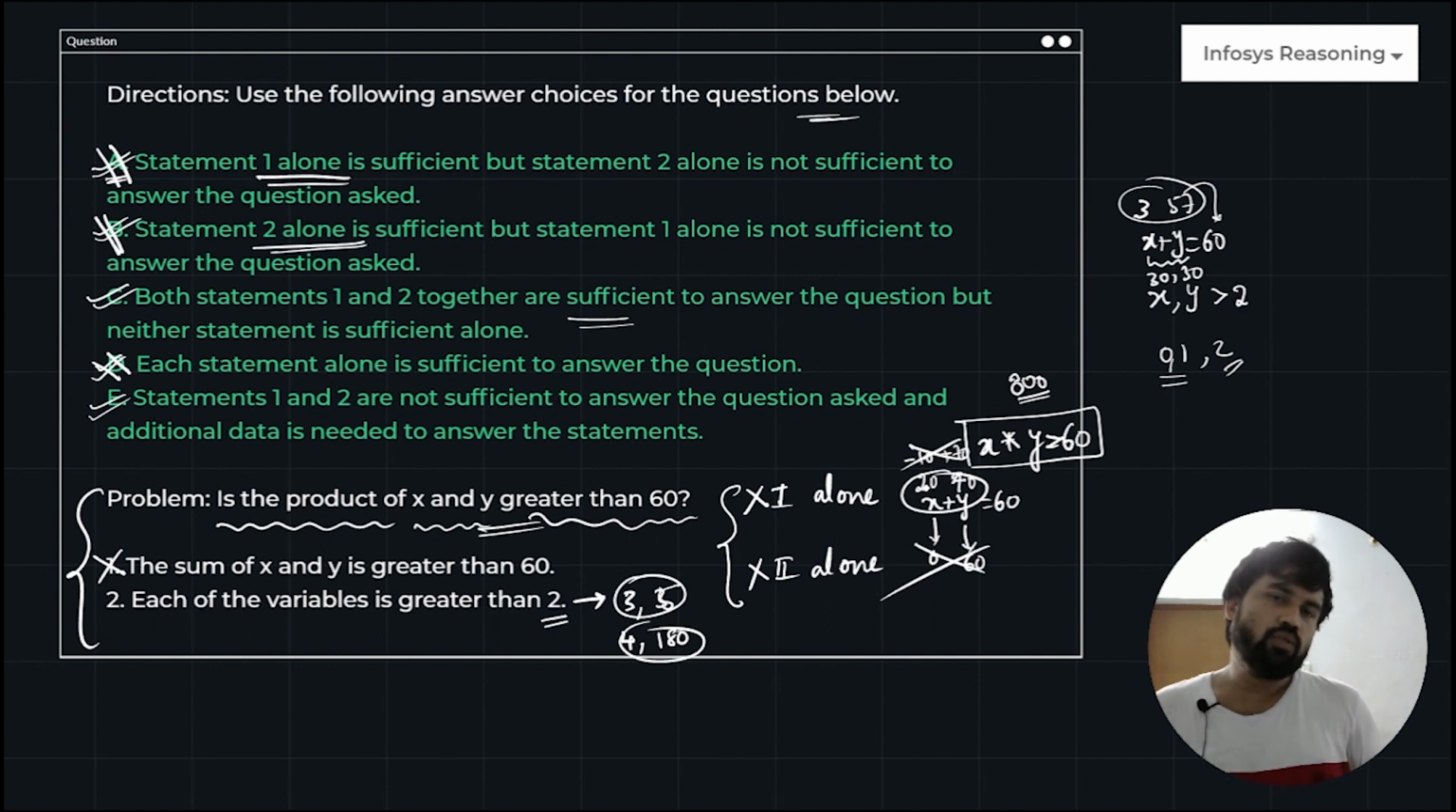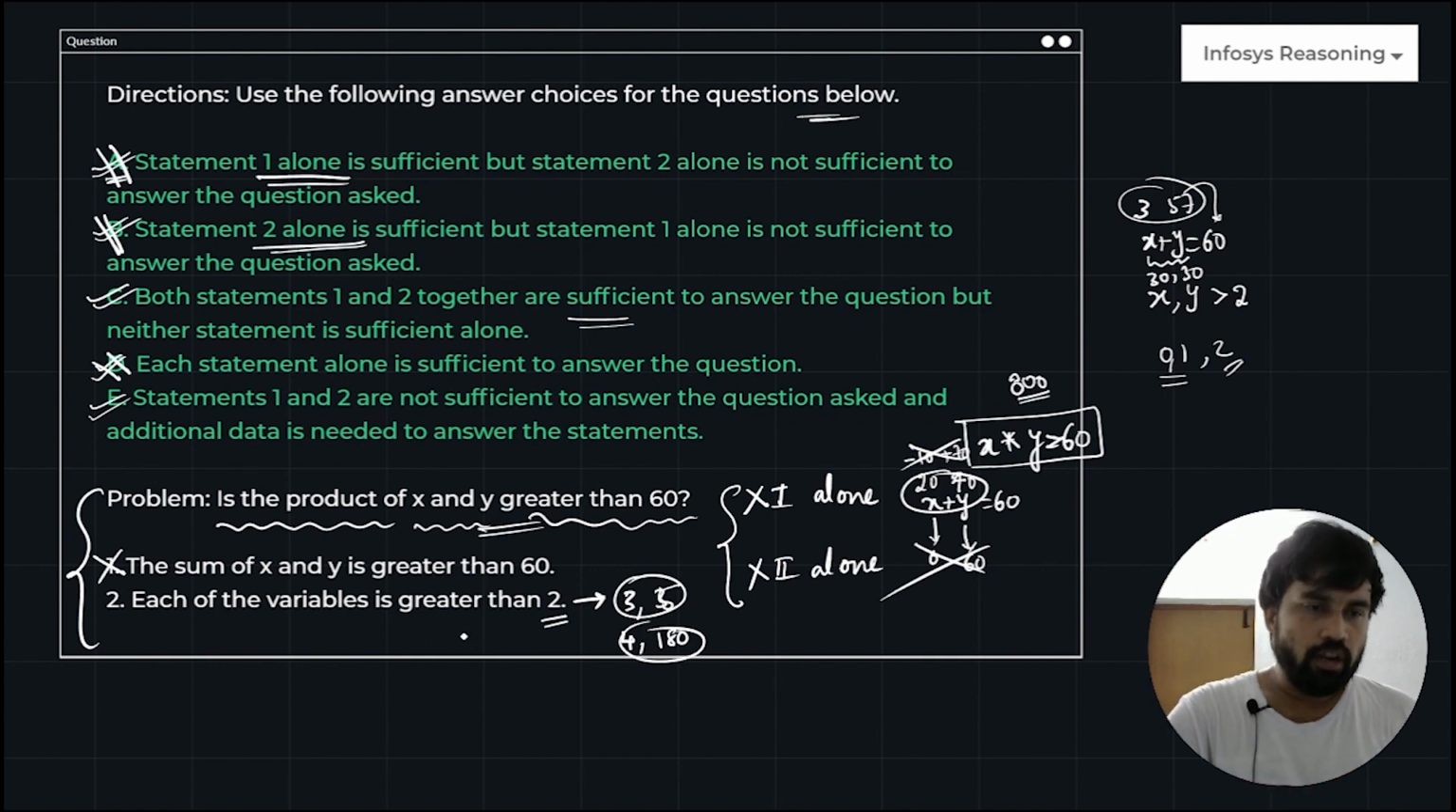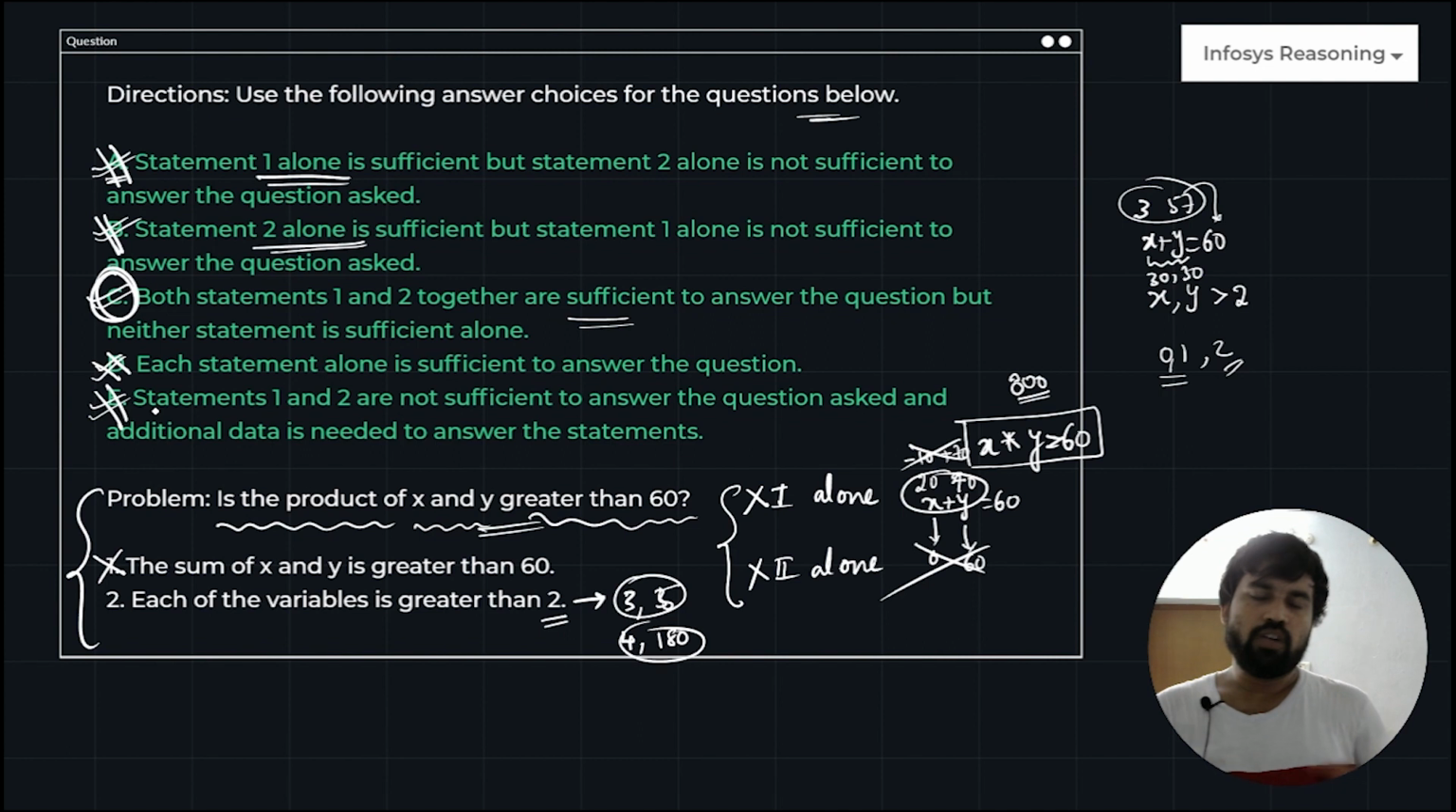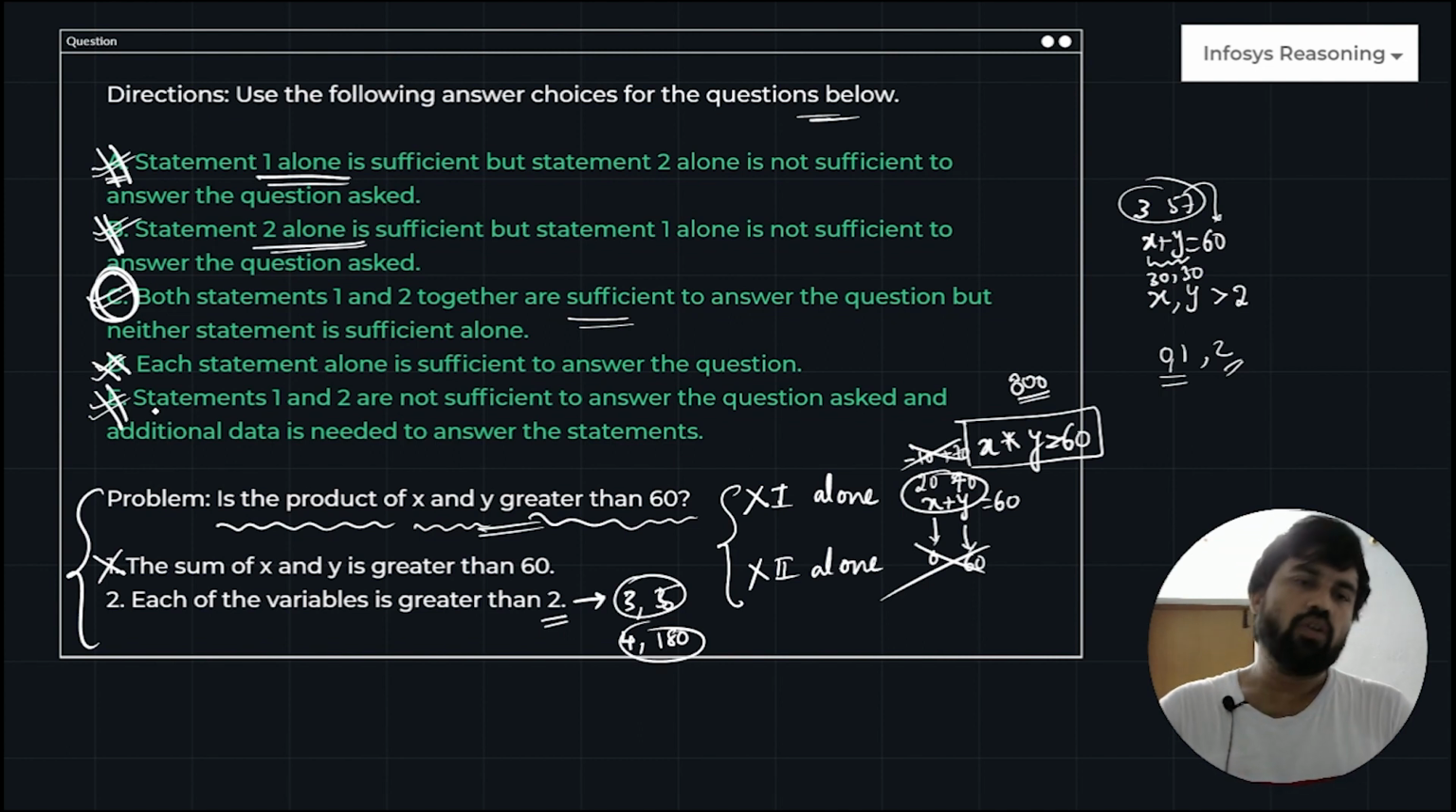So whenever I choose from 3, the other number will be definitely huge also. Why? Because the sum needs to be 60. So yes, if you join both together, then only you can conclude the answer. So option C is correct and option E also got eliminated. Statement 1 and statement 2, if you combine them, you can conclude the answer, which is more than 60.